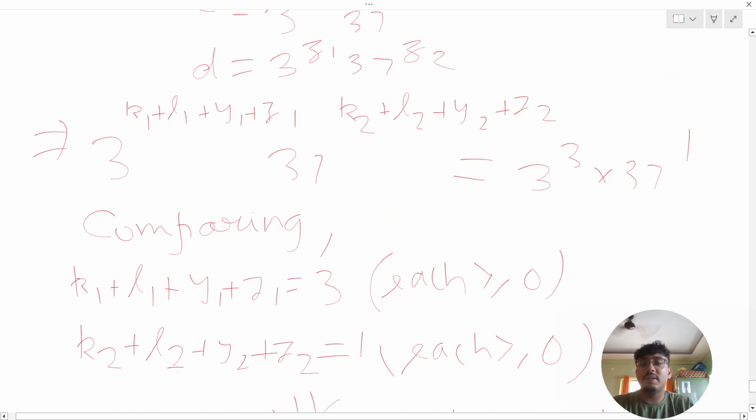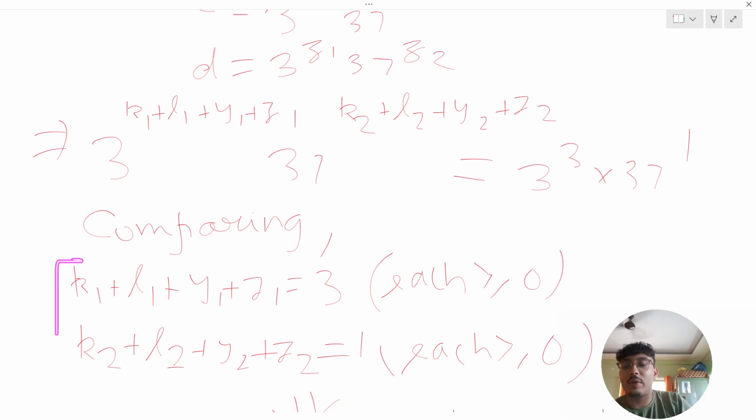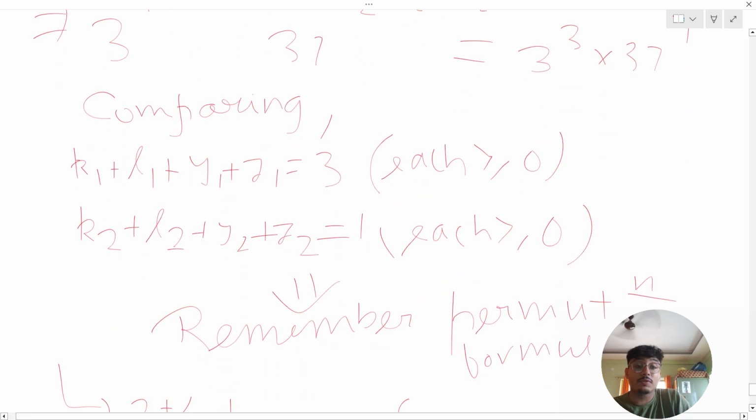So 3 to the power k1 plus l1 plus y1 plus z1 into 37 to the power k2 plus l2 plus y2 plus z2 equals 3 cube into 37 to the power 1. Comparing the coefficients, this is the place where we get the number of solutions formula. k1 plus l1 plus y1 plus z1 equals 3, each being greater than or equal to 0. k2 plus l2 plus y2 plus z2 gives me 1, each being greater than or equal to 0.